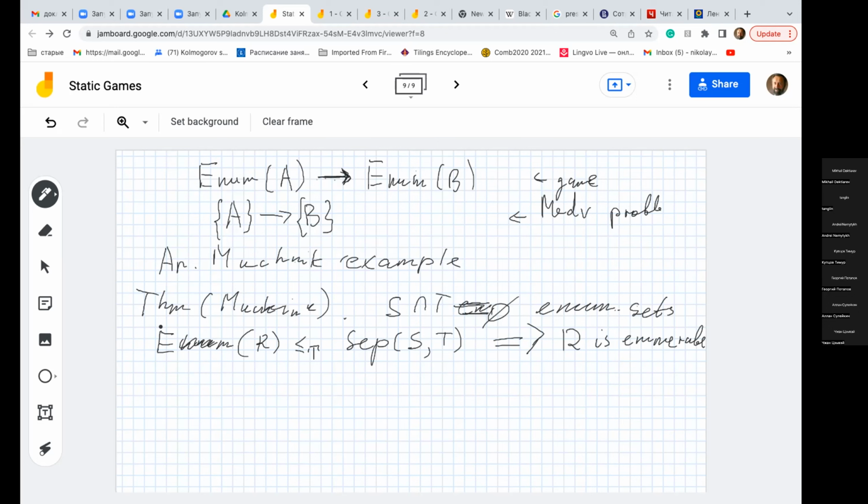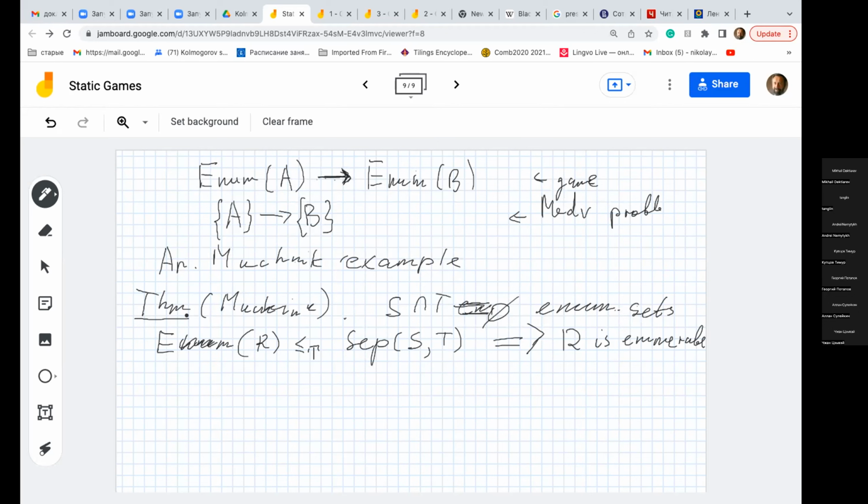So let's prove the theorem. Maybe someone can prove it, for example, Bruno. The statement is that you have two enumerable sets S and T. You know that there is a machine which can use any oracle separating S and T to enumerate some fixed set R. The machine doesn't depend on the oracle. There is one machine that works for every oracle.